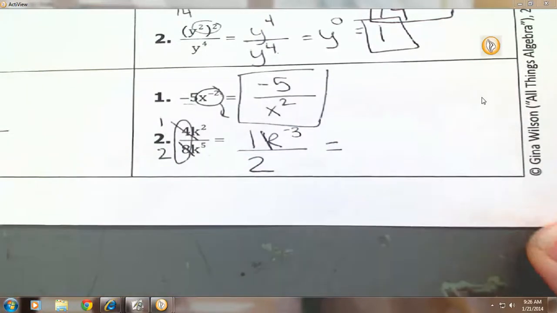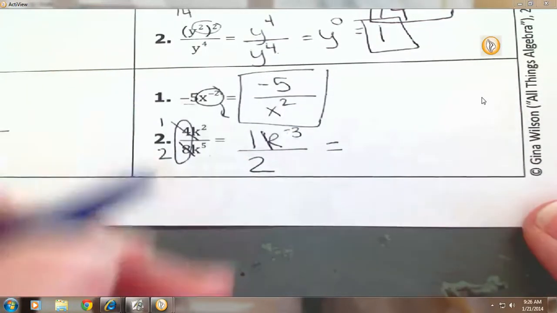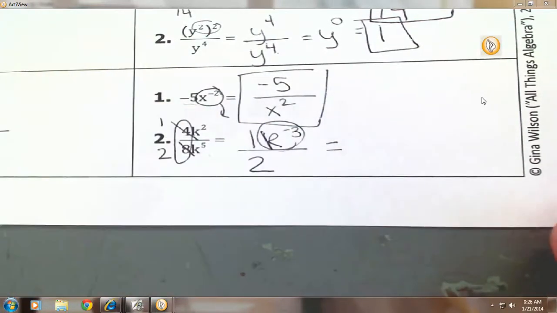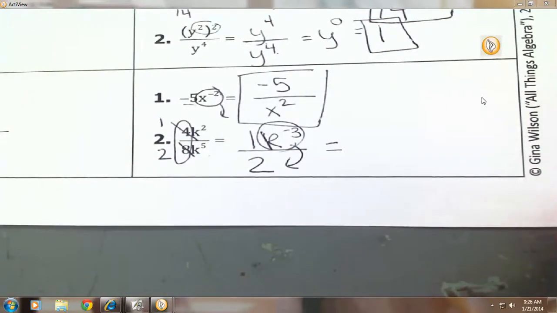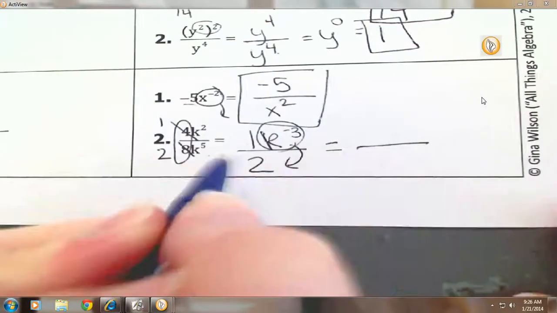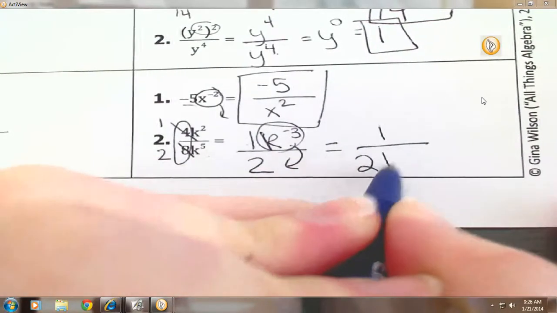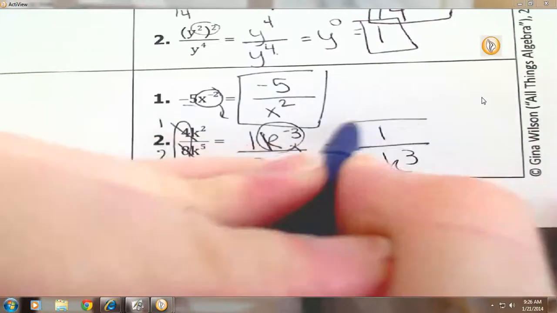Never leave a negative exponent in your final answer. We have a negative exponent, so what does that mean? Change floors. When you cross the line, change the sign. So the 1 is still going to be the numerator. We're going to have 2k cubed in the denominator.